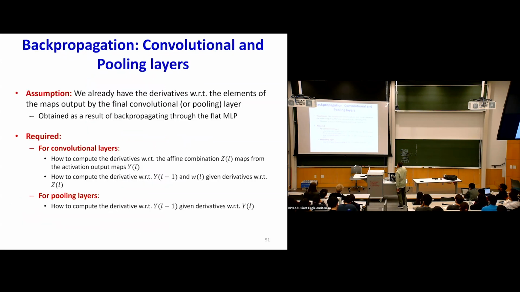So assumption, we have already computed the derivatives with respect to the elements of the maps output by the final convolution or pooling layer, whatever we choose it to be. And that has been obtained through backpropagation through the MLP. Now, from there, we've got to figure out how to perform two operations: how to perform backpropagation through convolution layers and how to perform backpropagation through pooling layers. So first, let's consider this for convolution layers.